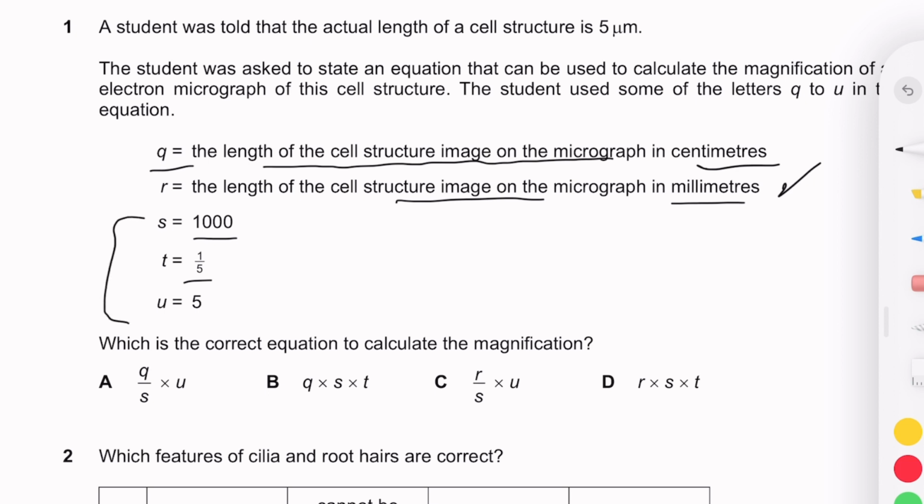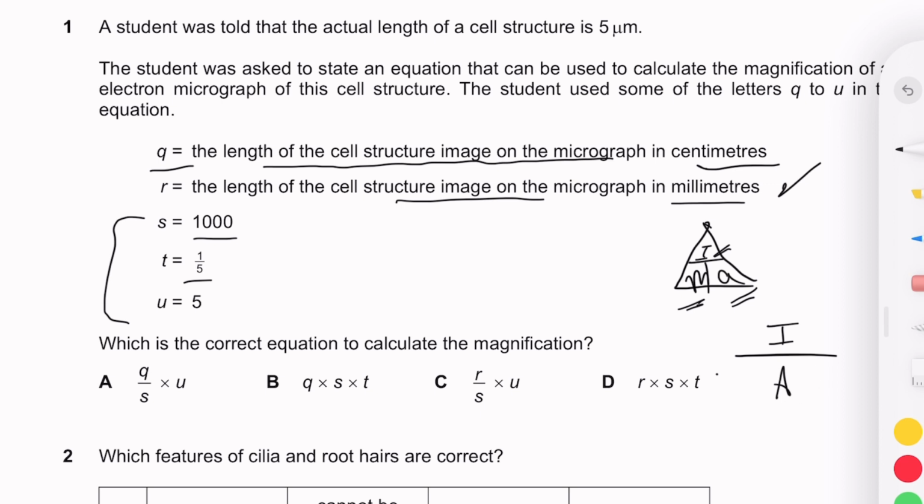So which is the correct equation to calculate the magnification? In order to calculate the magnification, again I'm going to draw the triangle. This is a bad triangle, but again it's image length I, magnification M, and actual length A. So in order to calculate the magnification, I need to get image length divided by actual length. And so far I do have the image length and I have it in millimeters.